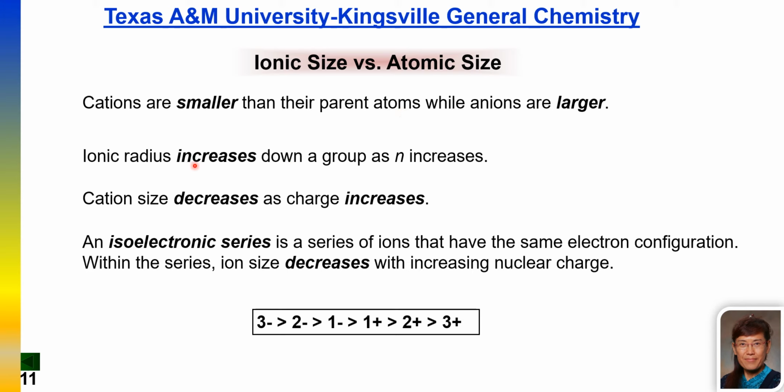Ionic radius increases down a group as your N increases. From top to bottom, the ionic radius increases.